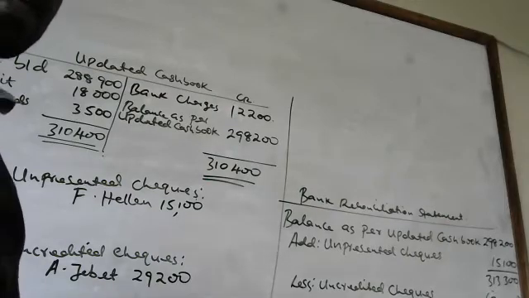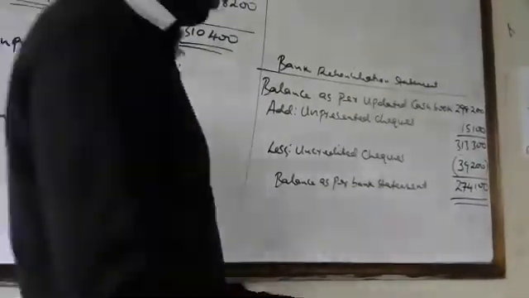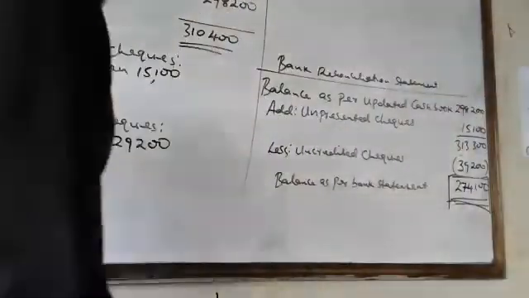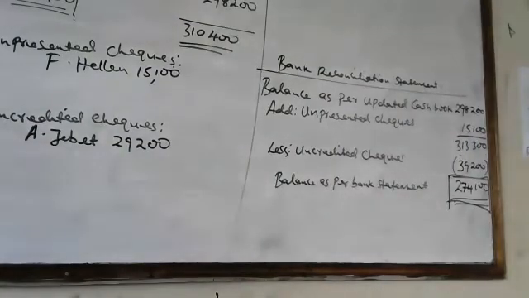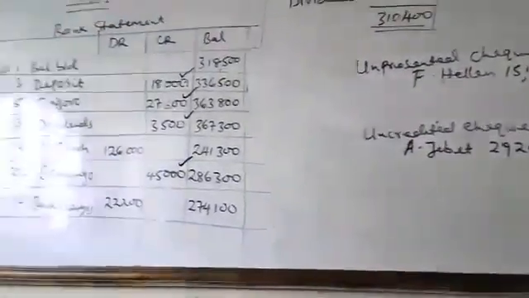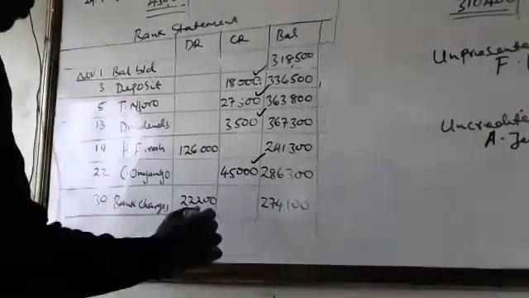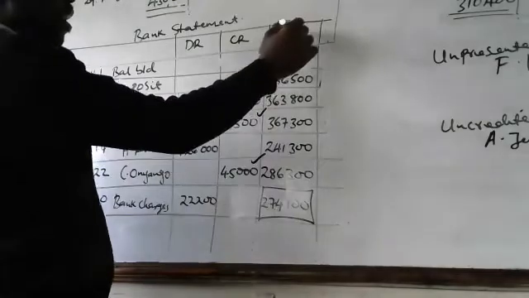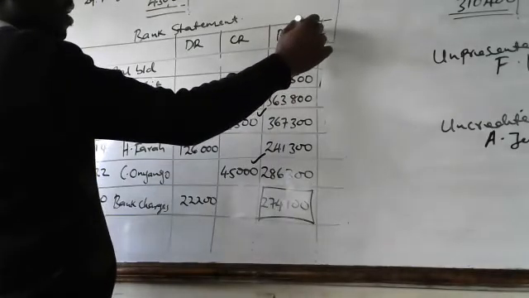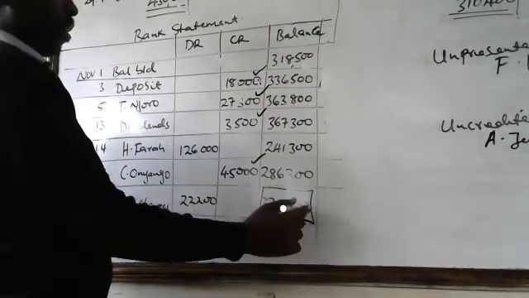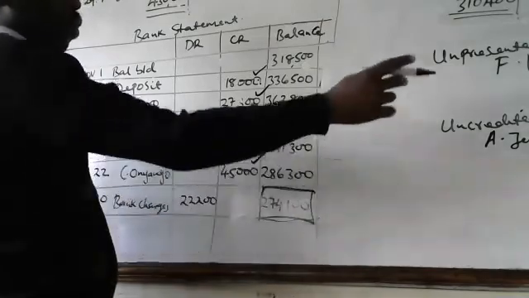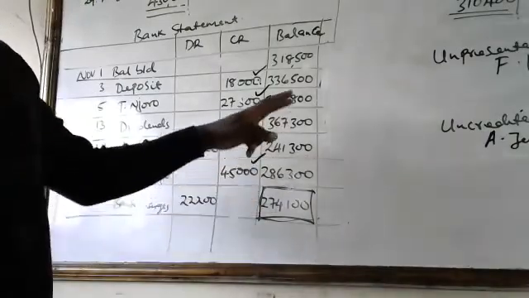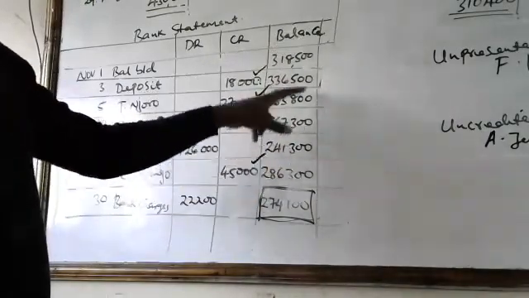And then the other thing, the balance as per the bank statement, which we have computed as 274,100, should be the same as the balance that we have here. It should be the same as the last balance. Remember here we have got the balance. The last balance should be the same as what we compute there. So for the bank statement, it is normally going to be like this. The last column is the balance.